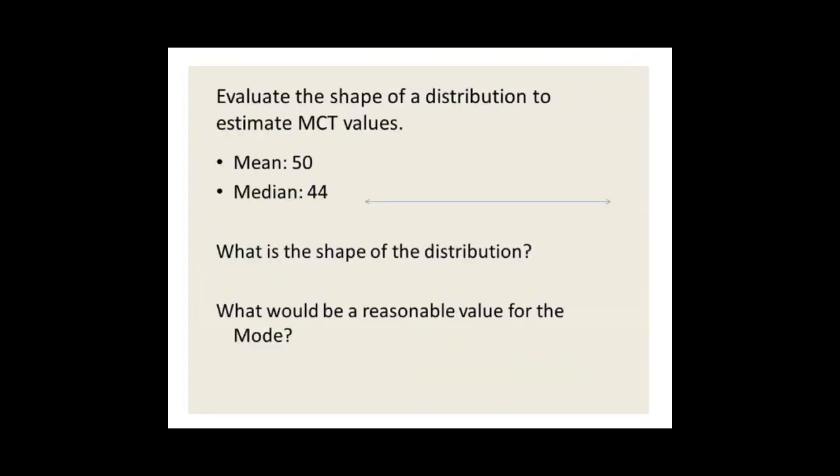Okay, next example, we're just going to have a mean and a median to look at. The median is to the left because it's smaller than the mean, which means that this should be a shape that looks something like that, with the mean on the right, meaning it's right skewed. On the right is the positive side. So the shape of the distribution is positively skewed.